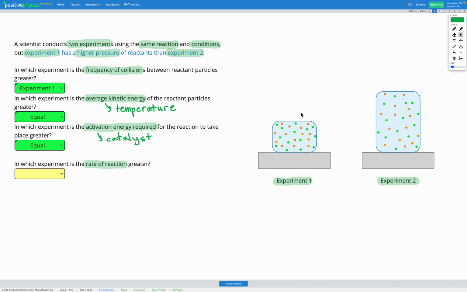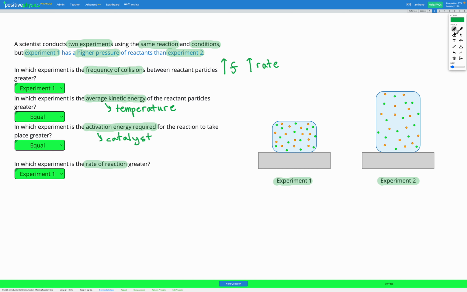So finally, figuring out our rate of reaction. Let's think about our three factors. If we have a higher frequency of collisions, our reaction is going to happen at a higher rate. So the greater the frequency, the greater the rate of reaction. In this experiment, frequency is higher for experiment 1. So that means our rate is going to be higher for experiment 1. And since our other two things are equal, they don't have an effect, that's going to be the overall effect on our reaction. So experiment 1 is going to have a greater rate.